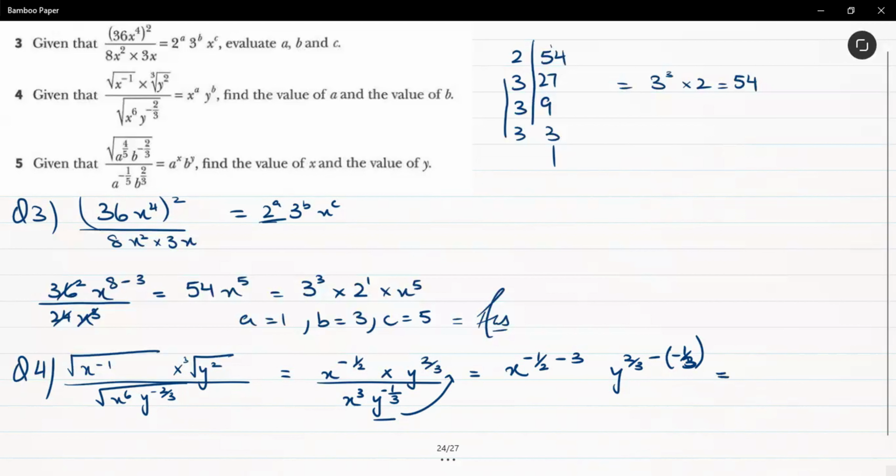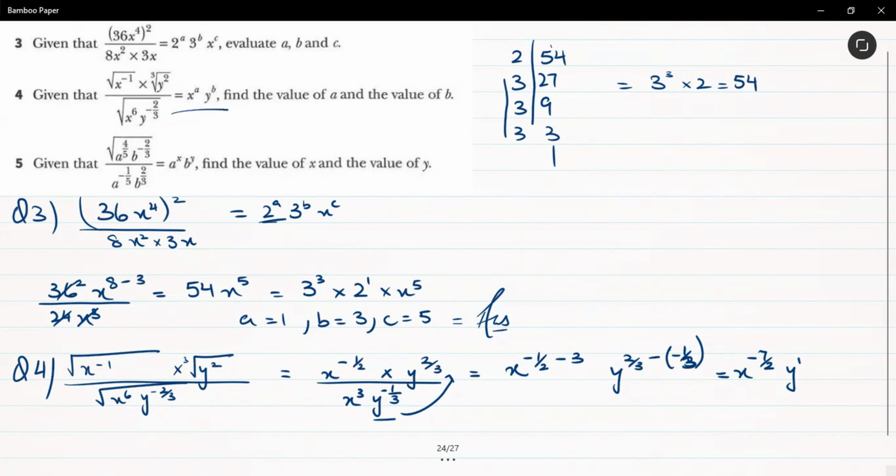So if we simplify this, x to the power -1/2 minus 3, if I use my calculator for this, wait a second, -1 divided by 2 is -0.5, minus 3 gives me x to the power -7/2, and y to the power 2 plus 1 is equal to 3. So 3/3, and that gives me y to the power 1. Okay, so that's our answer, x to the power -7/2, y to the power 1.